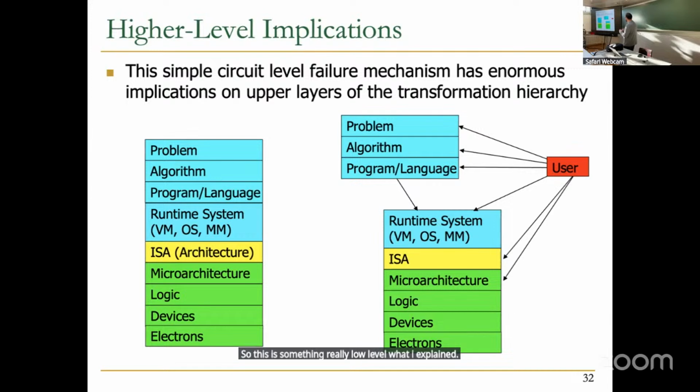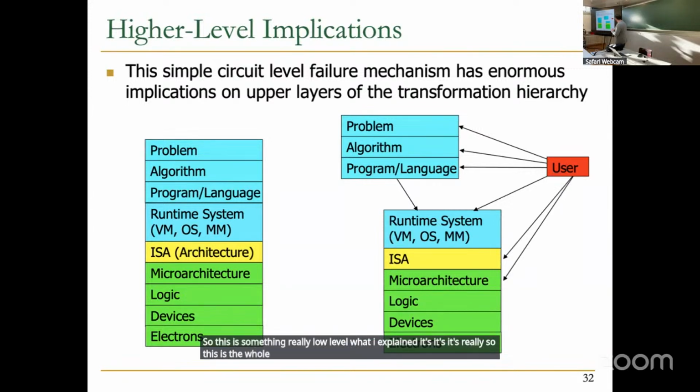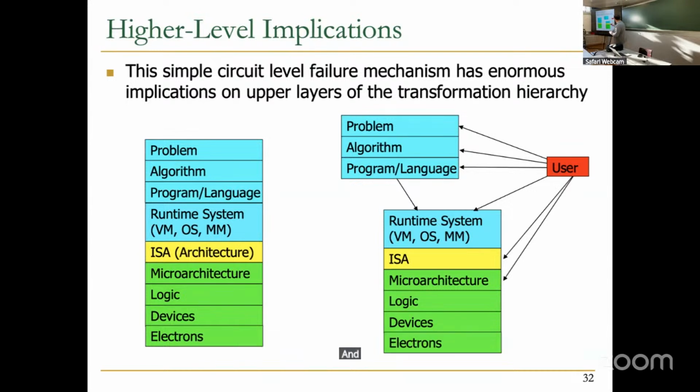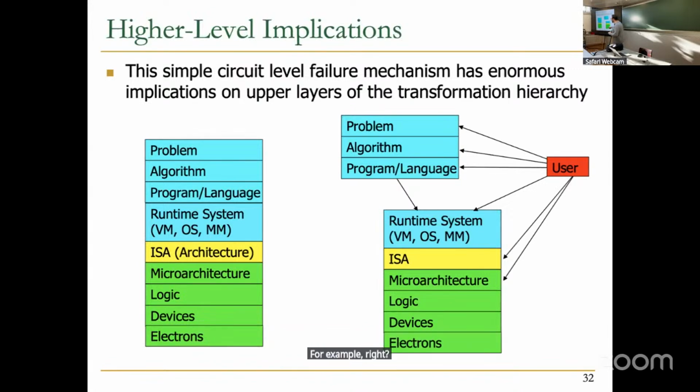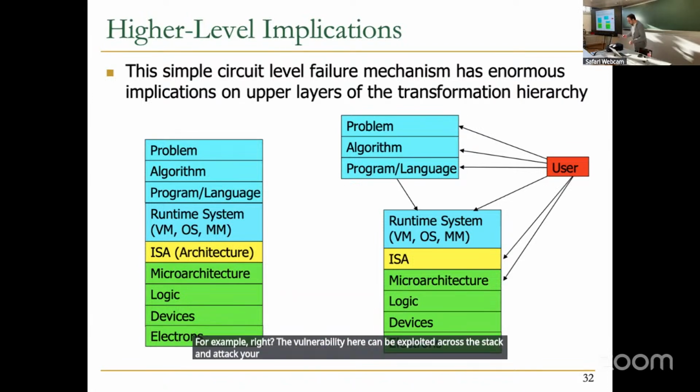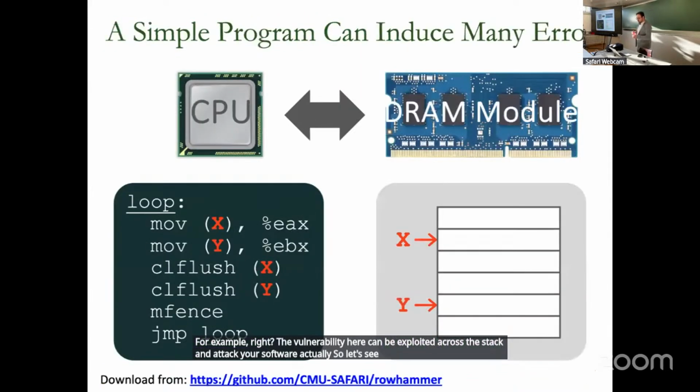This is the whole stack of the computer, and this is a phenomenon that really happens at the electrons and devices level, at the very bottom. As a user, you don't need to care about all this. As a programmer, you want to focus on your problems and algorithms more. But the vulnerability here can be exploited across the stack and attack your software. So let's see how it's done.